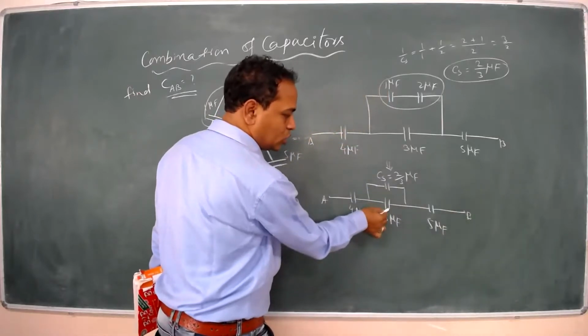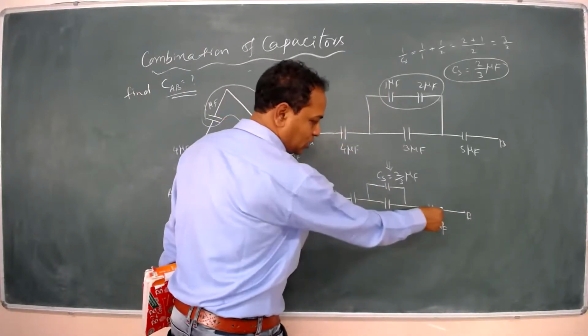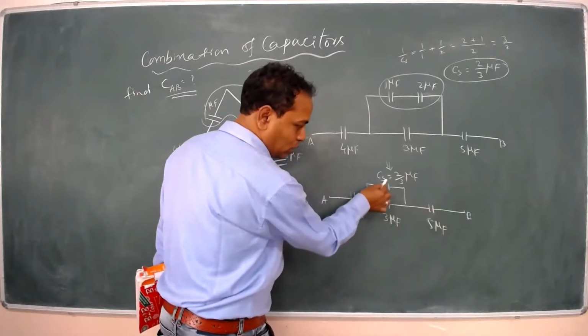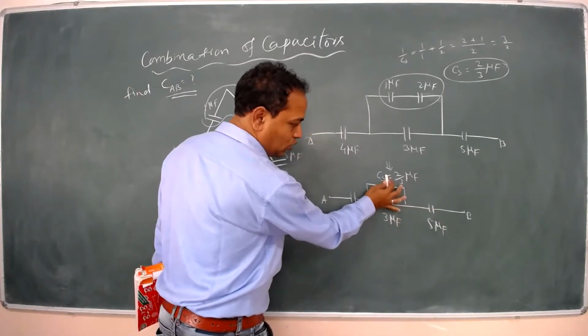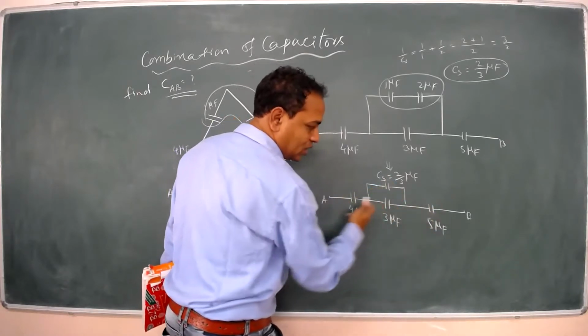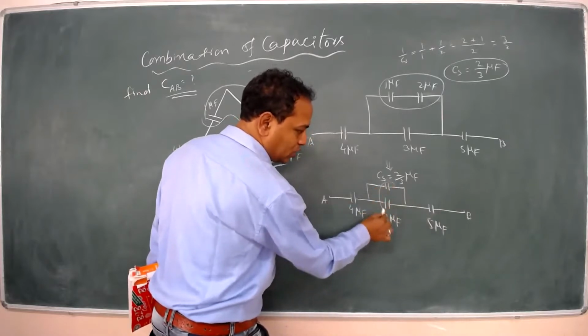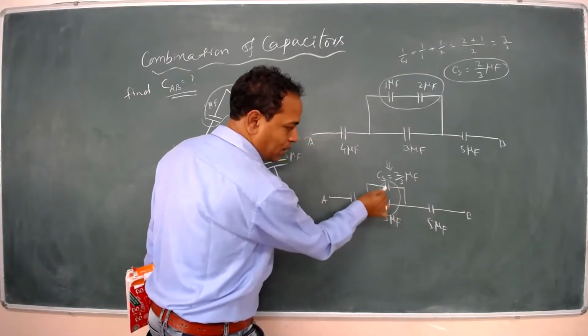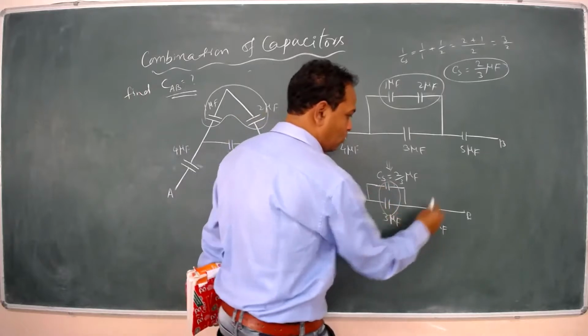Now again, how are these two? We cannot take these as series. First we have to calculate this, then with the value we get, these are again in series. So first we'll calculate this as a parallel. These two are parallel. So in this case, the parallel formula.